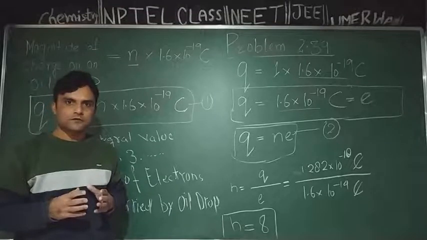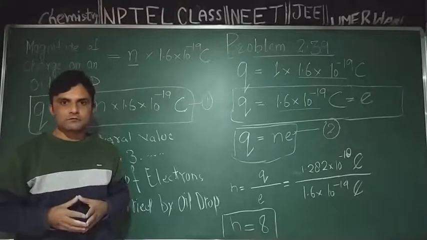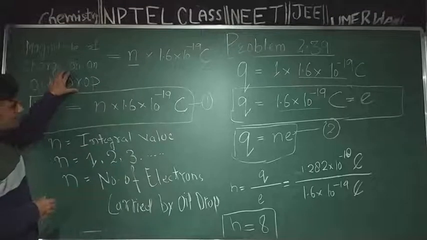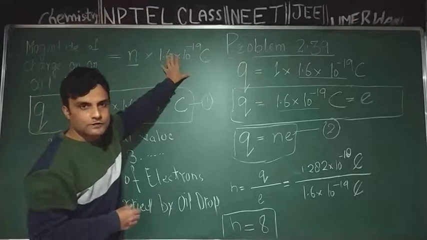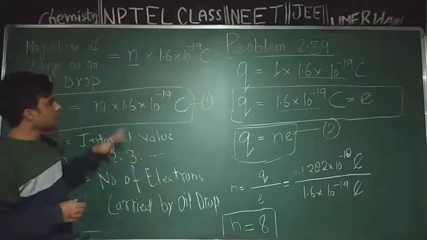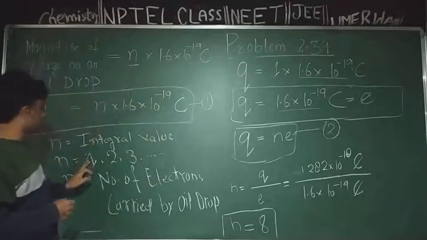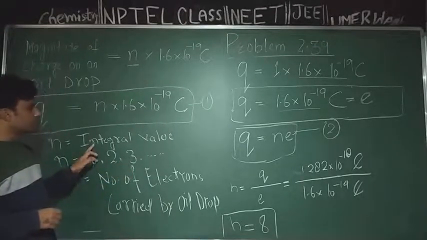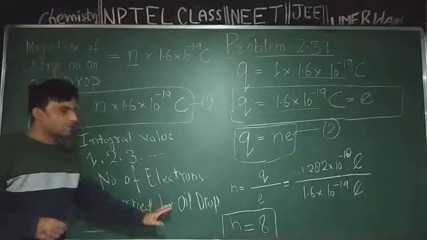He made electrons reside on the oil drop. He made oil drops carry electrons, and then he calculated the magnitude of charge on the oil drop. What did he observe? He observed that the magnitude of charge on the oil drop is an integral multiple of the fixed value 1.6 into 10 raised to power minus 19 coulombs. He interpreted this equation like this: the minimum number of electrons that can reside on the oil drop is 1 and maximum can be 2, 3, not 0, not fractional. Therefore n is an integral value, and n represents the number of electrons carried by the oil drop.